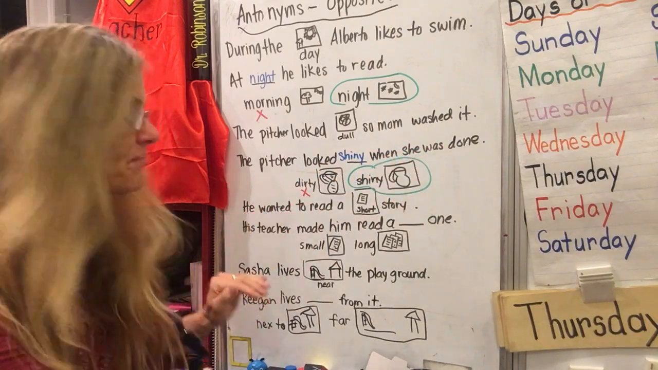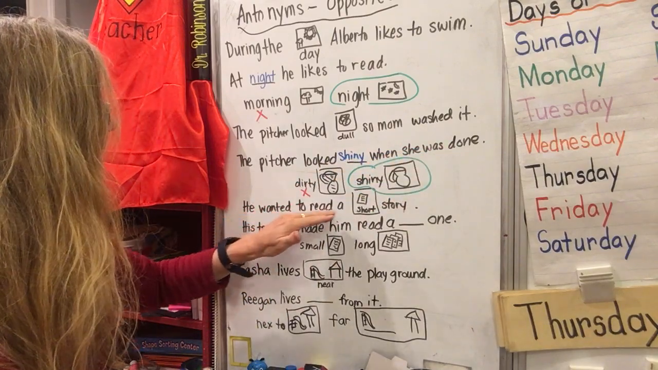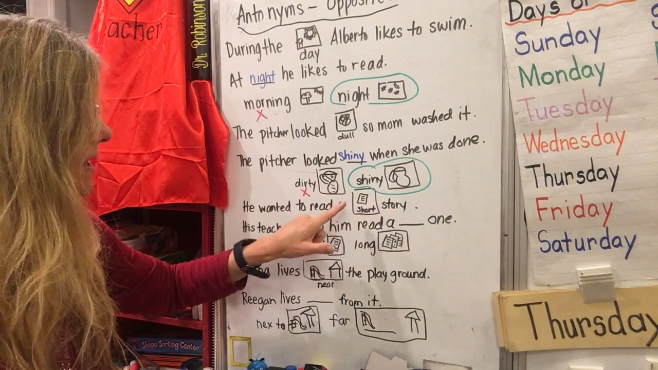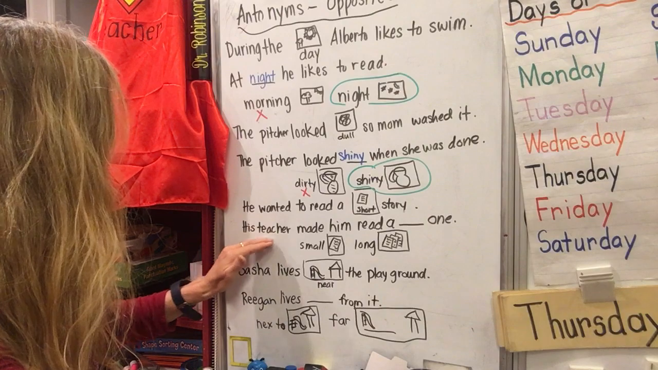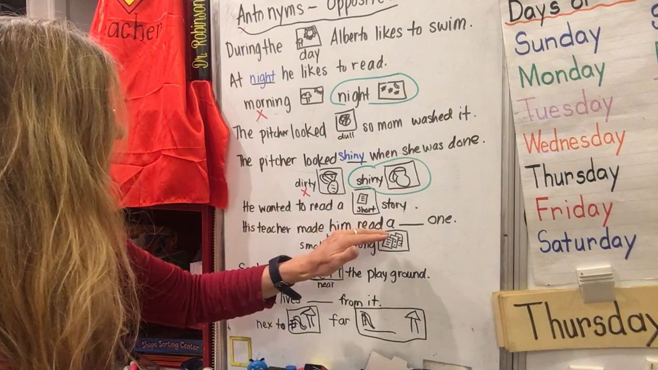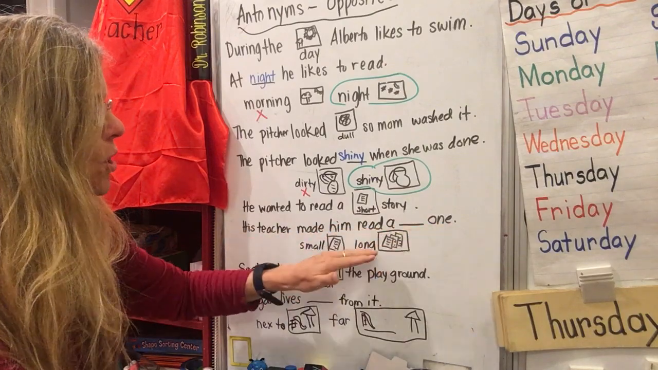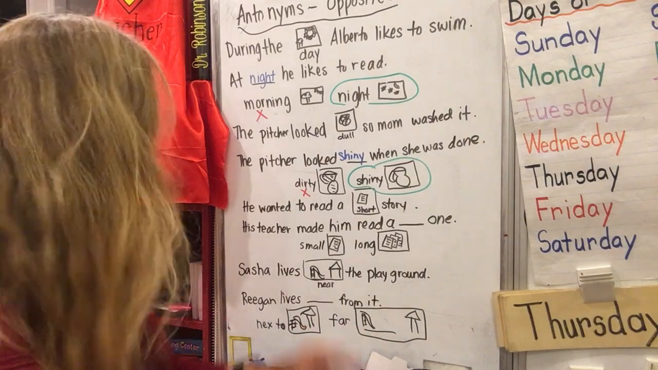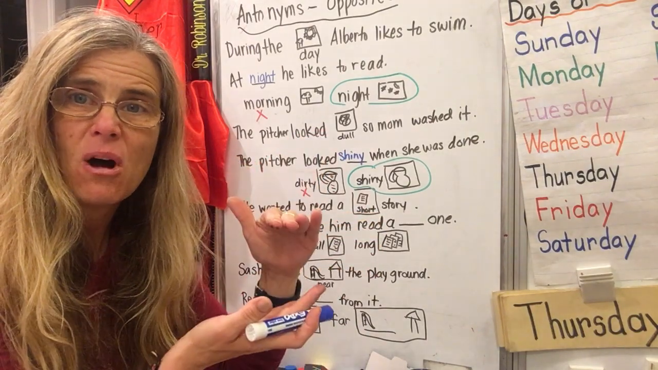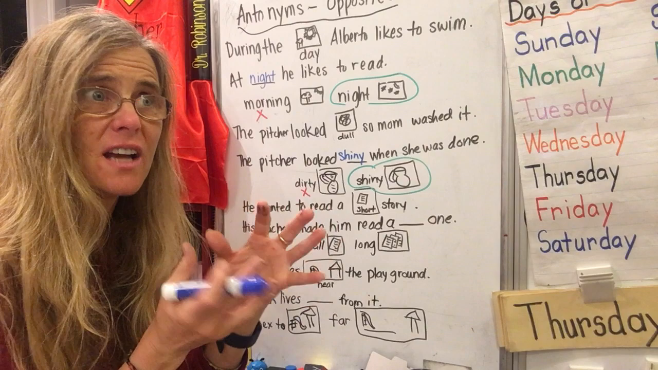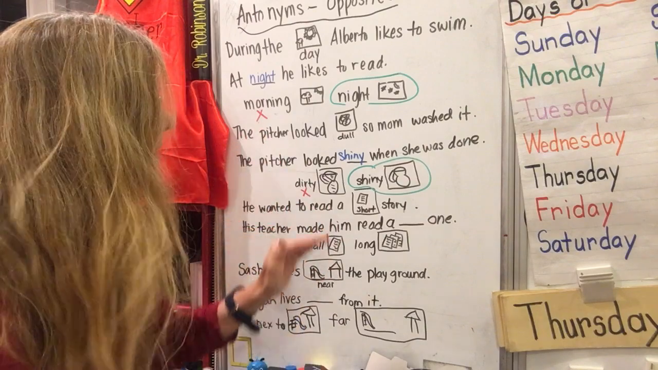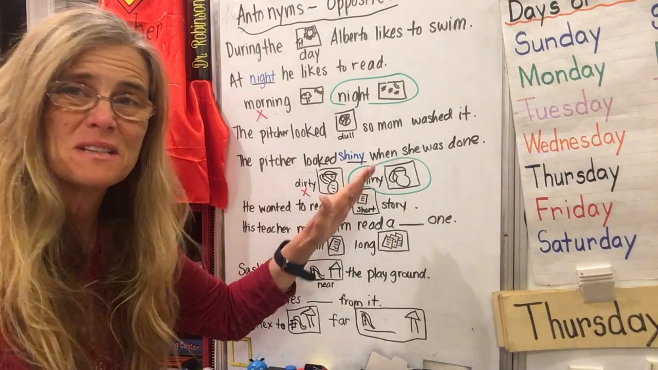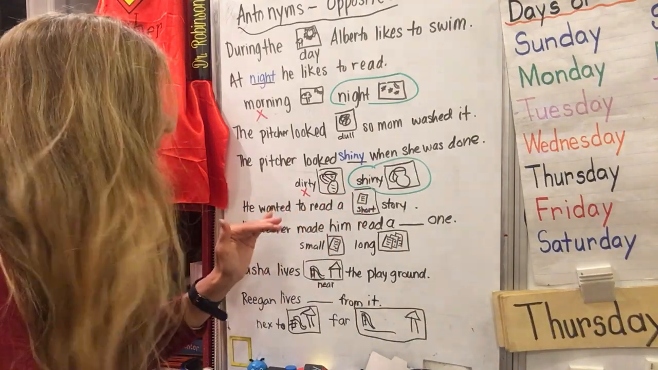Let's look at the next one. He wanted to read a short story. See how it's one page and there aren't a lot of words on it. His teacher made him read a small one or a long one. Short and small, they sound kind of close, don't they? A short story and a small story. So these are almost like synonyms. They almost mean the same thing.